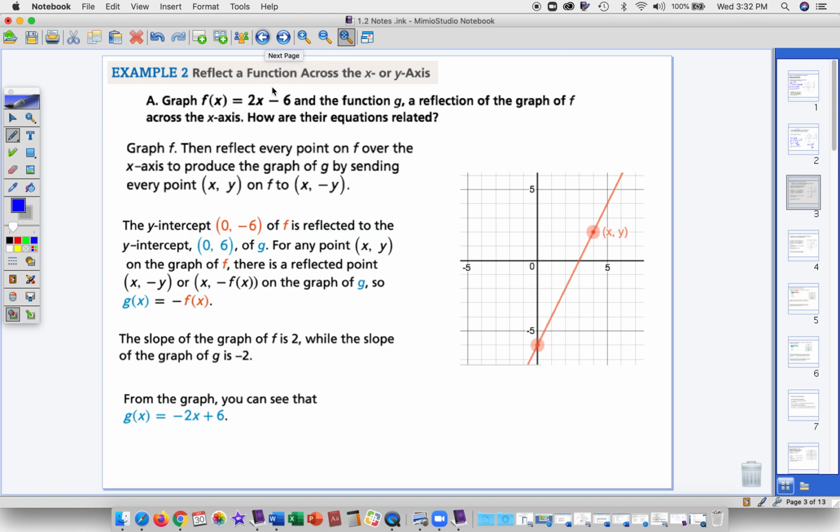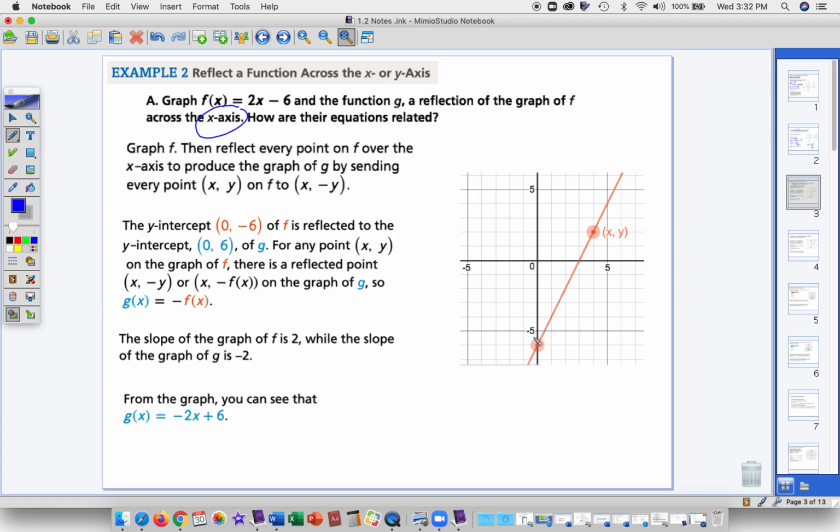Reflection. So we're reflecting a function across the x or y axis. We have the graph of a line, 2x minus 6, and the function g, which is a reflection of the graph of f across the x-axis. So how are their equations related? Here's the graph of f.